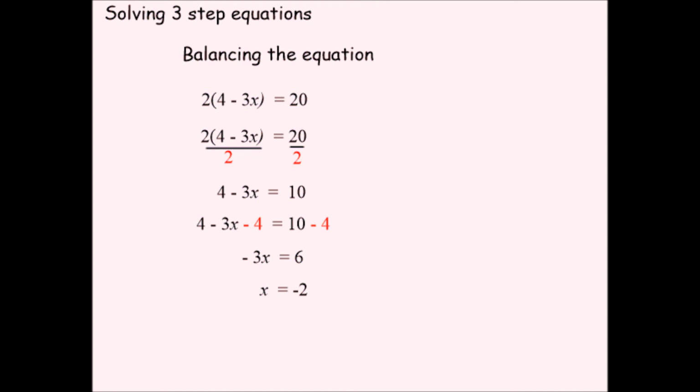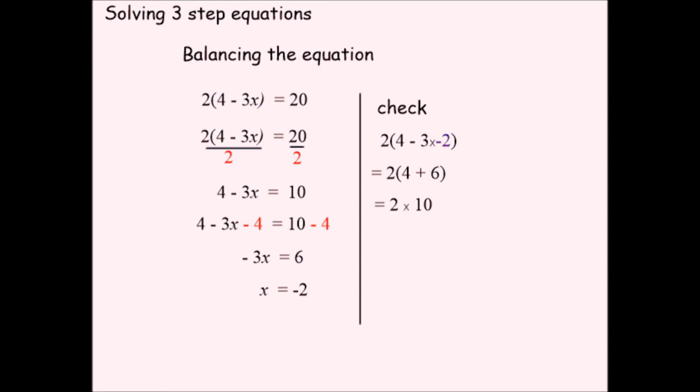All right, let's check that. Put it into the left-hand side. So we've got 2 bracket 4 take 3x. Now that x is replaced by negative 2. So within the brackets, negative 3 times negative 2 makes plus 6. And we end up with 2 times 10, which is 20. So x equals negative 2 is our correct solution.